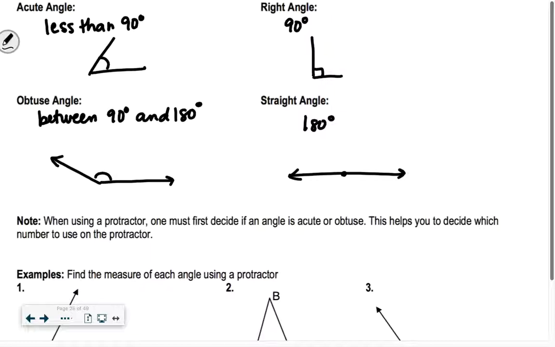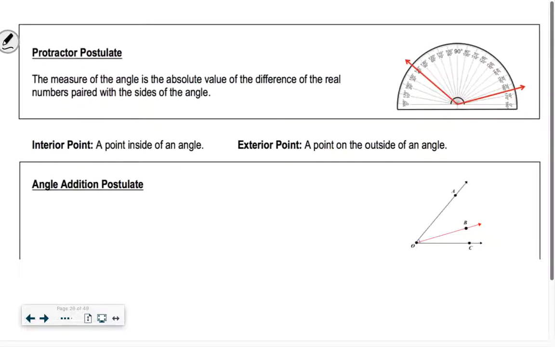So it says, when using a protractor, one must first decide if an angle is acute or obtuse, because a protractor has both sets of numbers on it. So do you guys see this example of a protractor here? Notice on the top rows, we have numbers like 120, but then we also have 60. So you need to decide, am I using the obtuse number, 120, or am I using the 60?